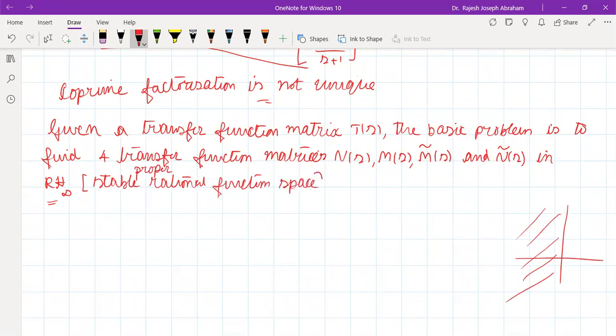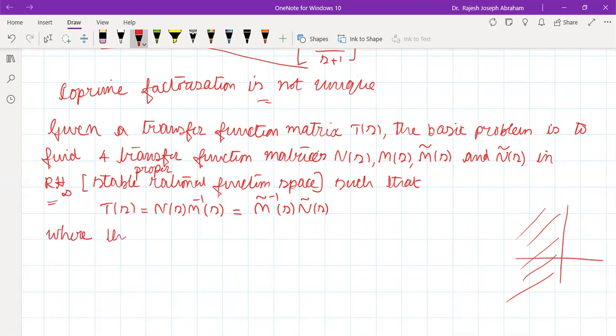If you go through Robert's Carnot textbook, you will find this kind of notation, RH infinity and so on, such that T of S equals N of S M inverse of S. The same thing can be written in another way, M inverse of S N tilde of S. The pair M of S and N of S is called the right coprime factor, and the pair M tilde, N tilde is called the left coprime factor.